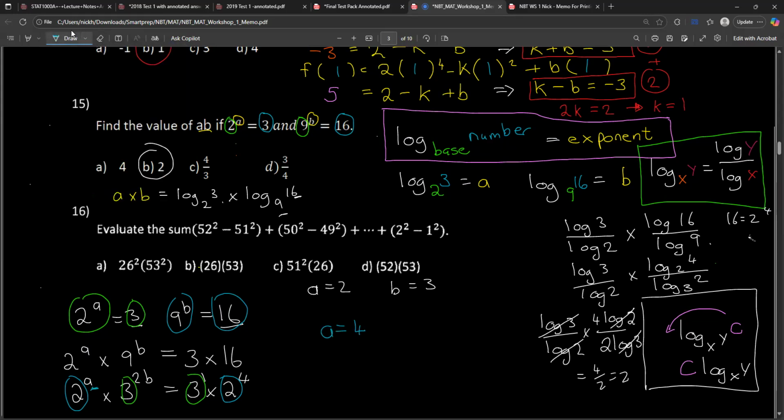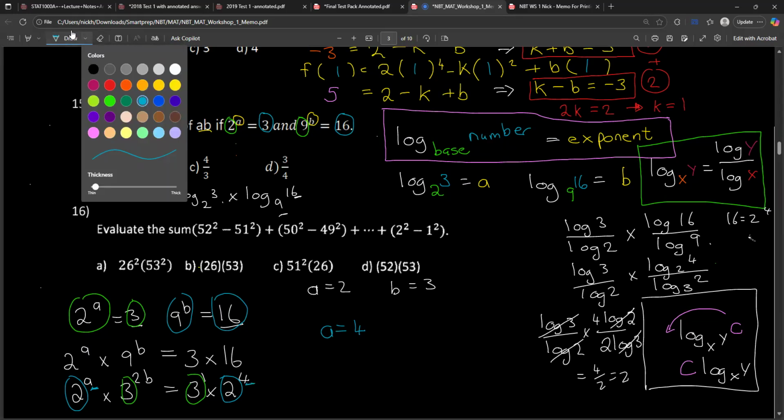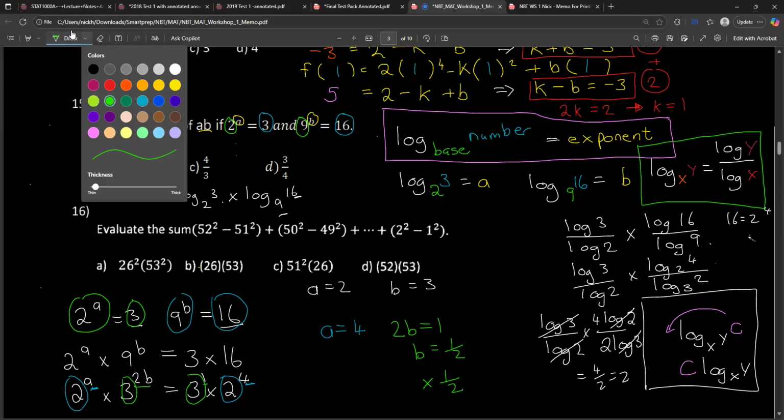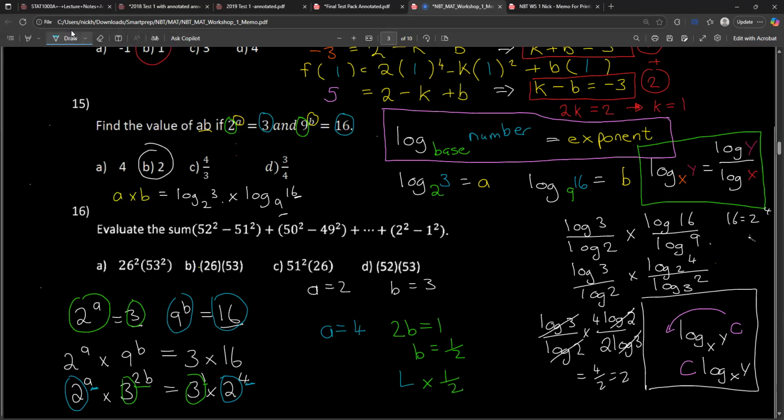Right? That's equal to 4. And I could say that 2b is equal to 1. And so then b is equal to, divide both sides by 2, a half. And so b is equal to 4 times a half. And 4 times a half is 2.